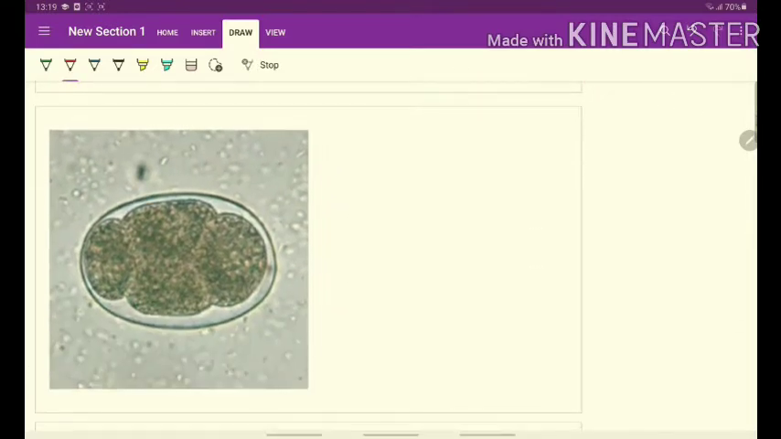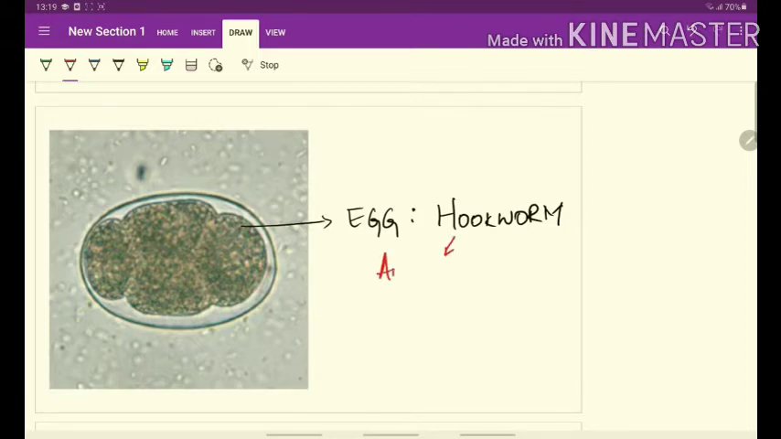Coming to the next image, this image shows the egg of hookworm. There are two types of hookworms. First is Ankylostoma duodenale and the next is Necator americanus. The eggs of Ankylostoma duodenale and Necator americanus are similar and they cannot be distinguished.